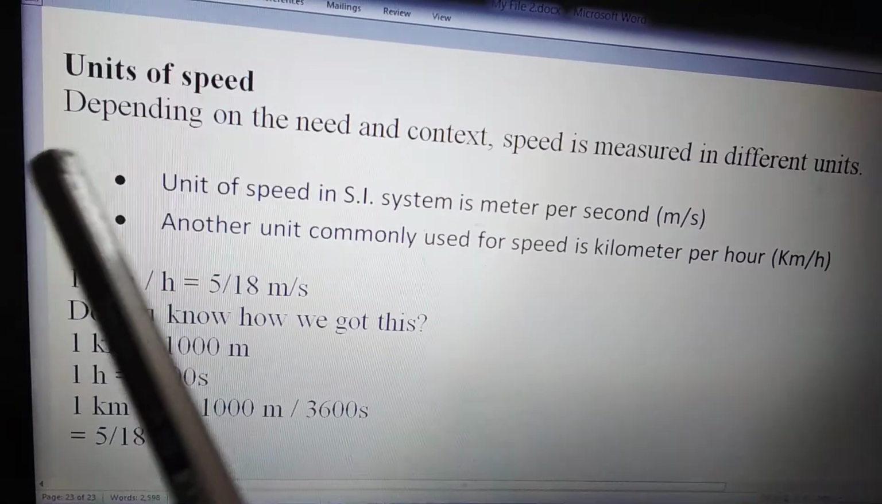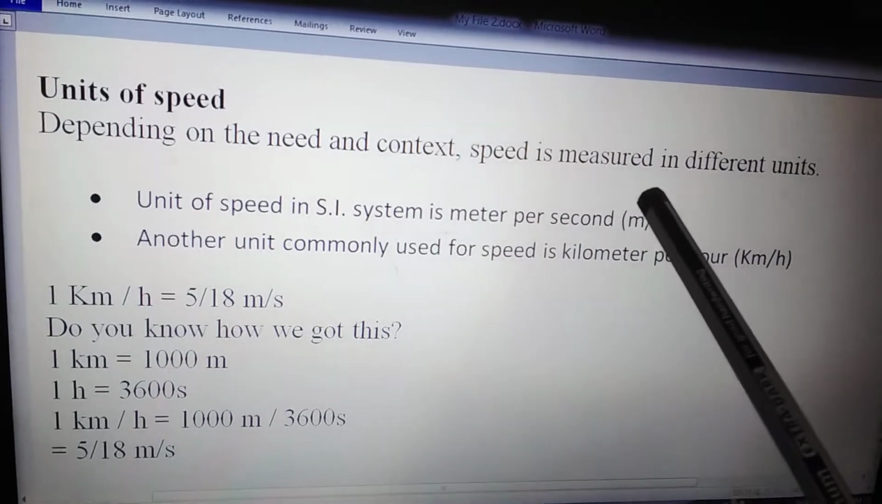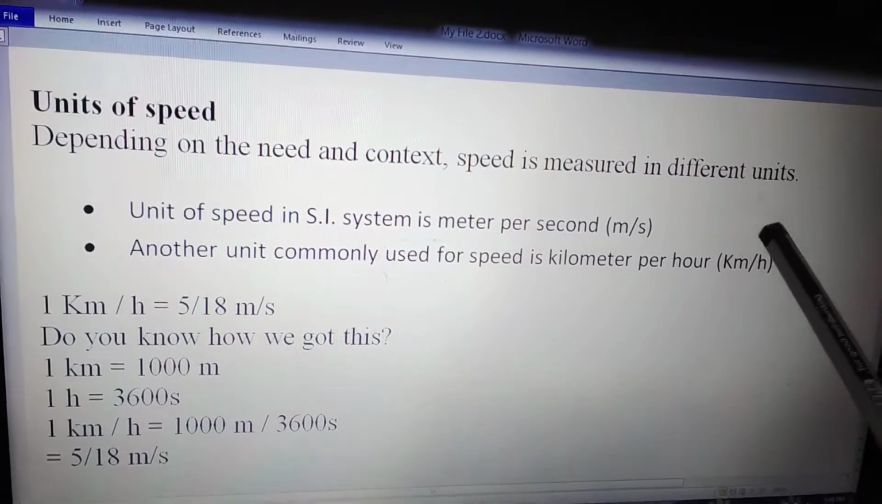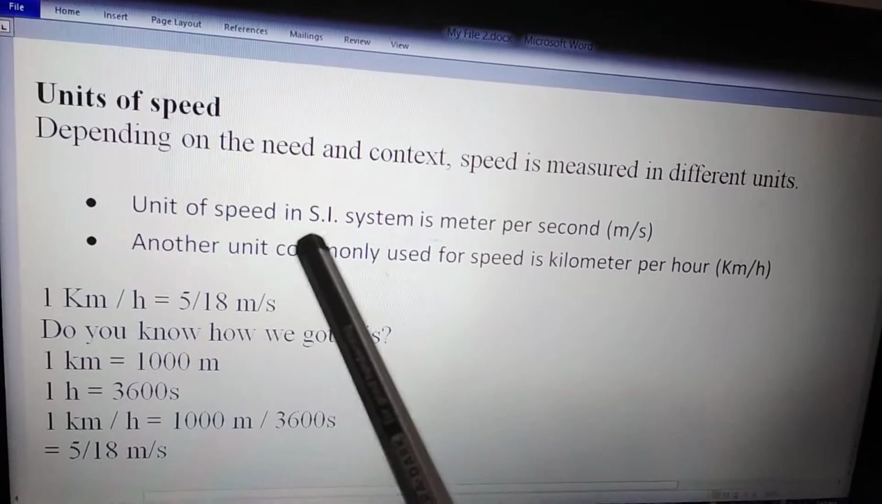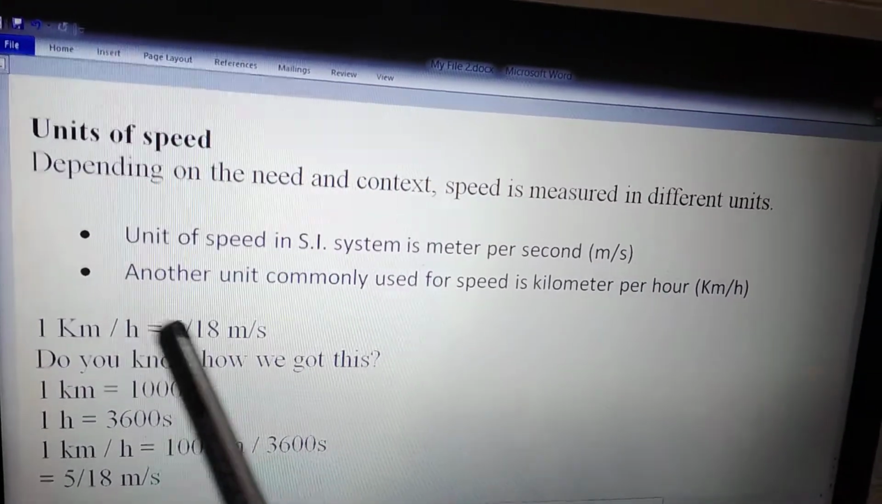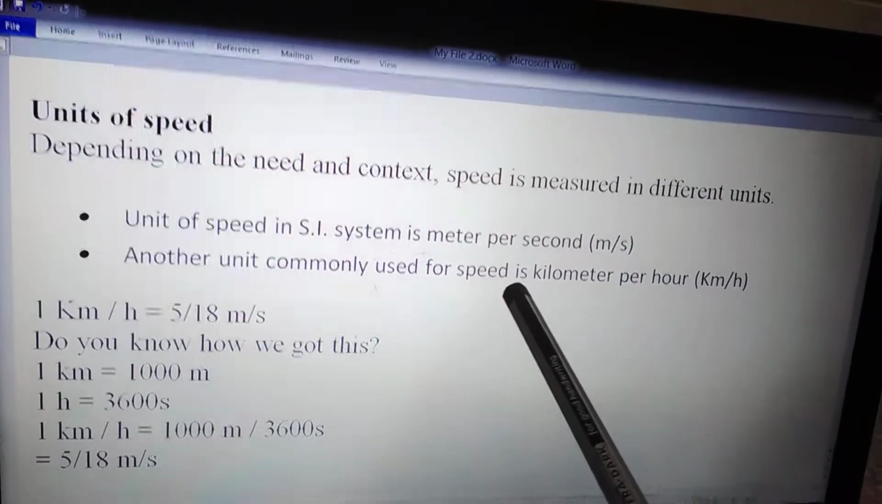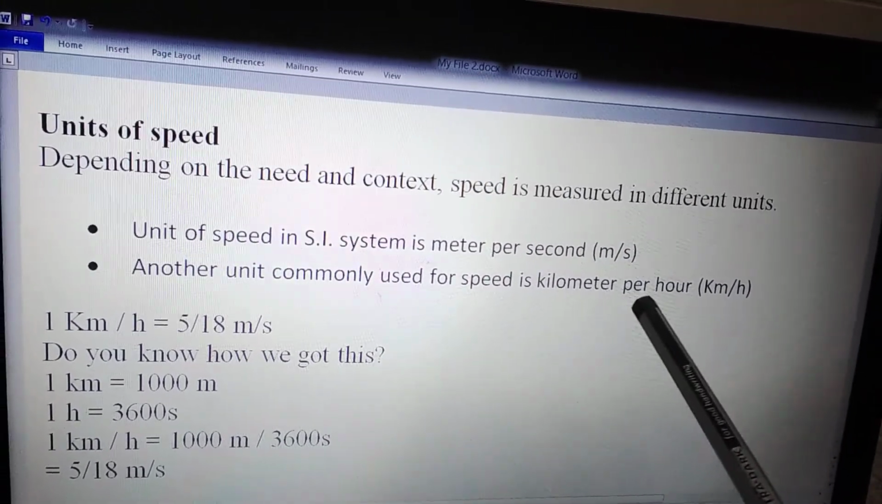Units of speed. Depending on the need and the context, speed is measured in different units. The unit of speed in the SI system is meter per second. Another unit commonly used for speed is kilometer per hour.